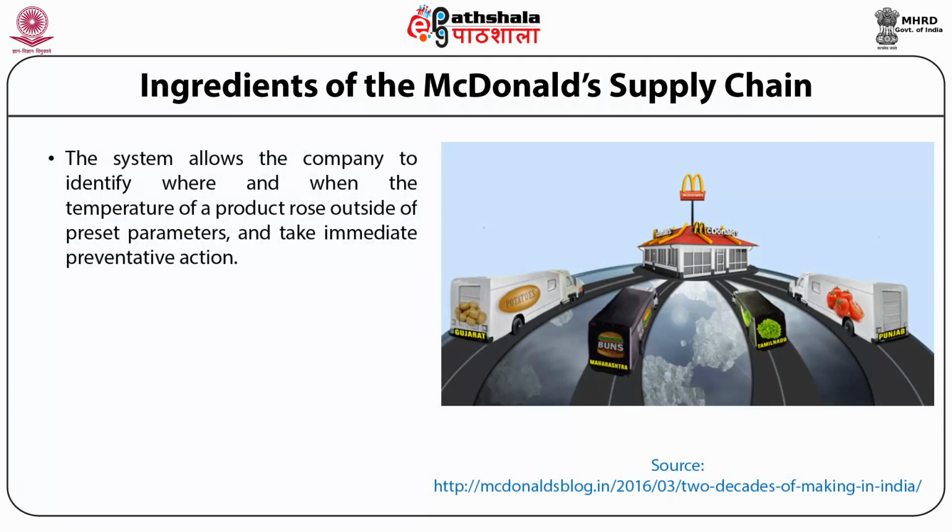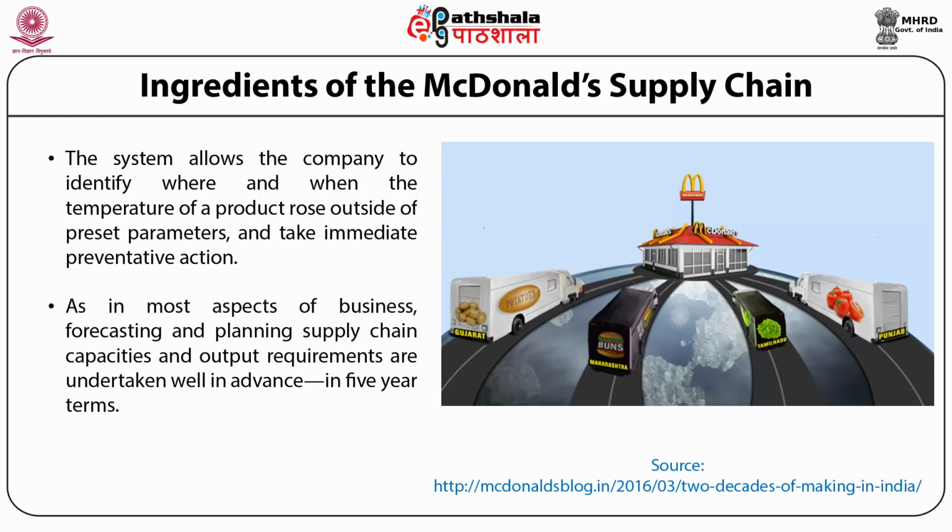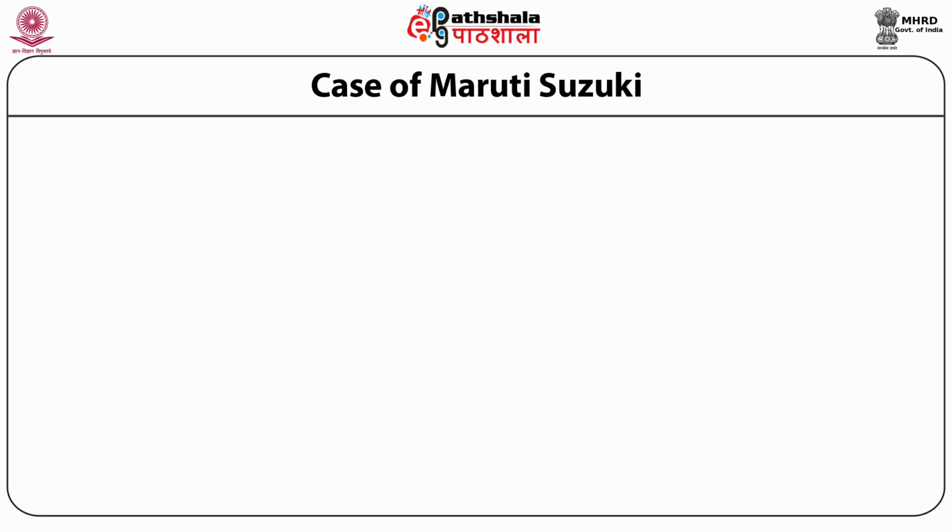The system allows the company to identify where and when the temperature of the product rose outside of preset parameters and take immediate preventive action. The supply chain is structured in such a way that restaurants are never out of stock. This translates to 100% availability of permanent menu and promotional items. As in most aspects of business, forecasting and planning of supply chain capacities and output requirements are undertaken well in advance, in 5-year terms. Let us take into consideration yet another example.